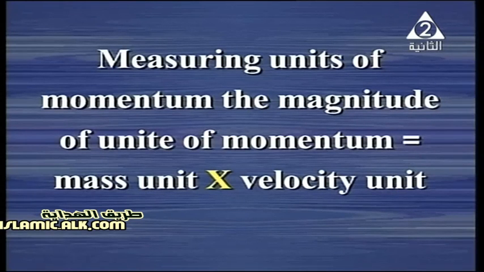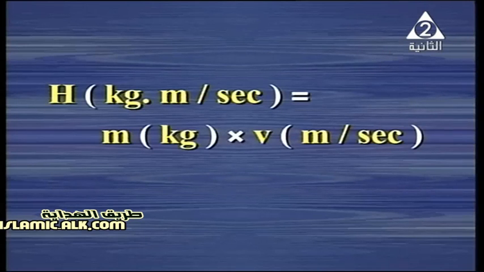Measuring units of momentum: the unit of momentum equals the mass unit times the velocity unit. Remember, dear student, we measure mass in kilogram or gram, but velocity is in centimeter per second, meter per second, or kilometer per hour. The mass unit is kilogram, but velocity in this case is meter per second. When we multiply the unit of mass times the unit of velocity, we derive the units of momentum: kilogram dot meter per second. Remember, dear student, the unit of momentum equals the unit of mass times the unit of velocity.